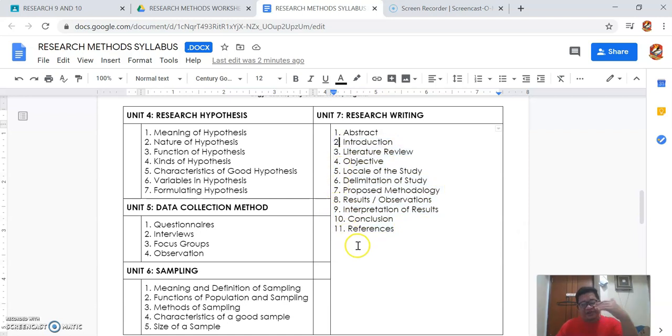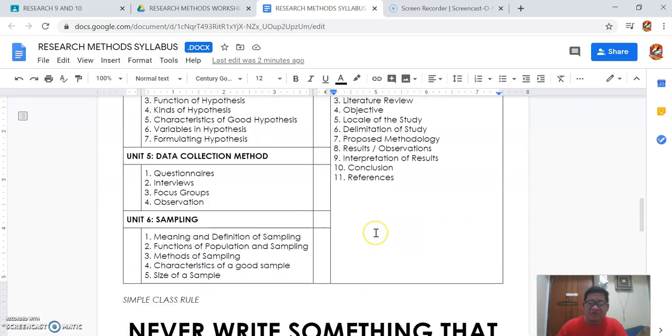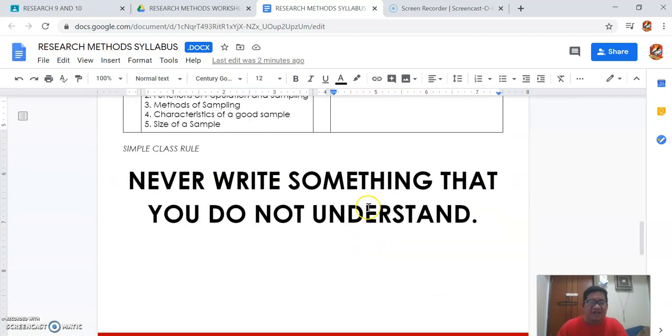This one is more on practical, and I have only one rule. The simple rule is this: never write something that you do not understand. I don't like you to copy paste something from Google and then put it into your document.